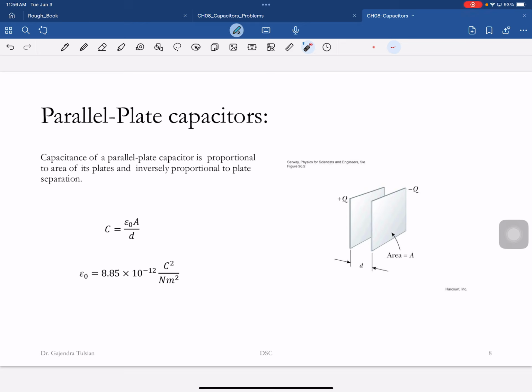Okay, so we'll talk about something called a dielectric constant. And if the dielectric constant is 5, it increases the capacitance by 5. Okay. So the dielectric constant, we'll talk about that. It is kappa.